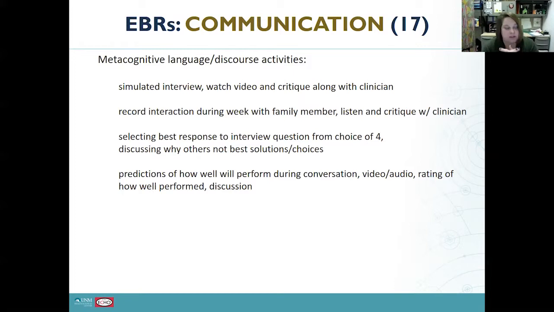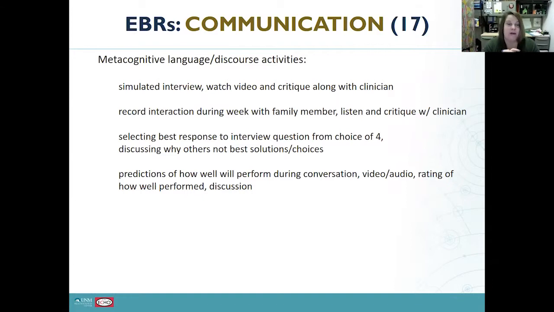Alongside these, we also do a lot of metacognitive language and discourse activities. So for example, we might simulate an interview and video record it, and then together watch the video. We have different rating scales, and we'll co-critique and look at areas for improvement, and look at what was good, and rate overall cohesion, etc. together. During the week, they may also record interactions with family members or friends, and they'll bring that in, and we'll listen to it and critique it together as well.